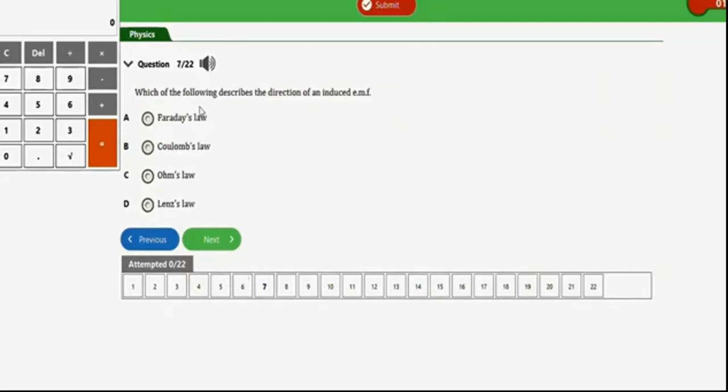It says, which of the following describes the direction of an induced EMF? We have Faraday's law, Coulomb's law, Ohm's law, Lenz's law. The right option is option D, which is Lenz's law. The next repeated question will be this one.